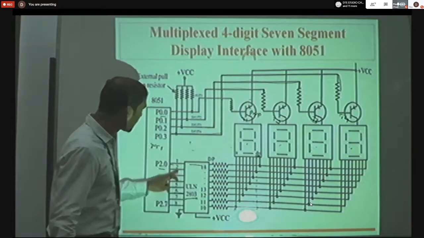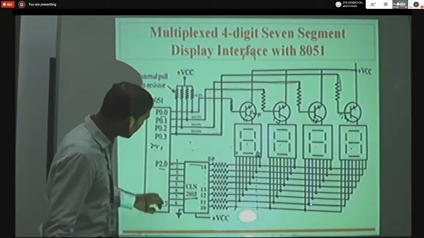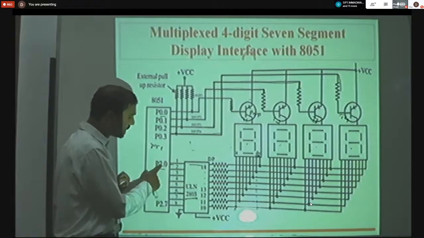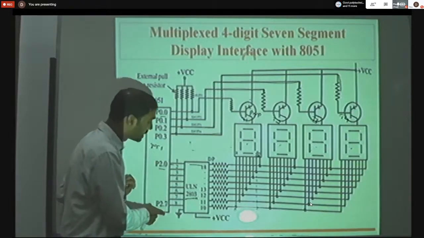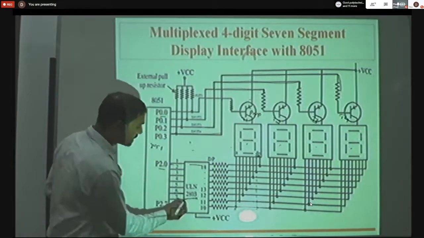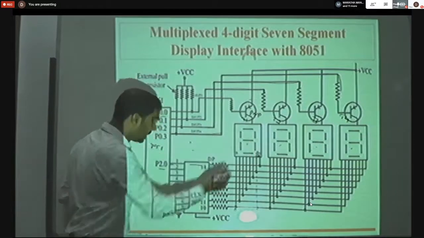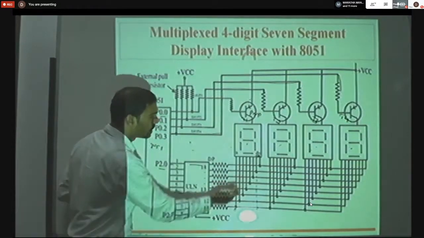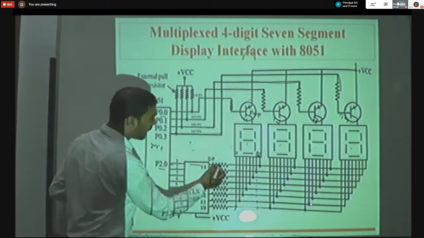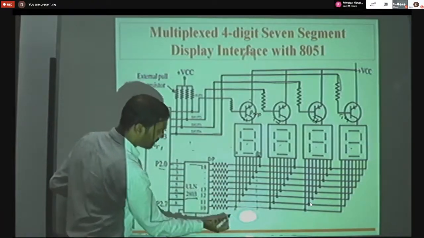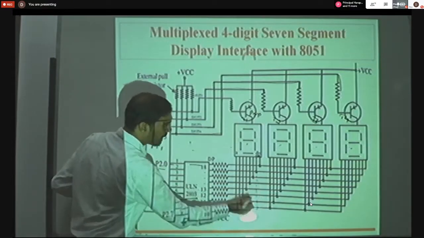Similarly, we are using another port, port 2, using all the pins from 2.0 to 2.7. There are 8 pins in total. Out of the 8 pins, 7 pins are used to control the 7 segments, and the last pin is used to control the decimal point. Via a current limiting resistor again, starting from A up to G, there are 7 lines.